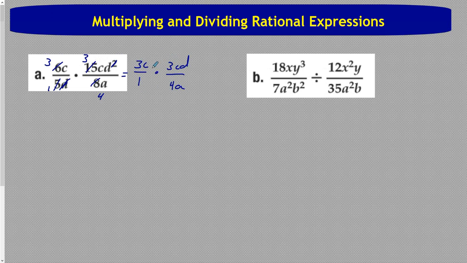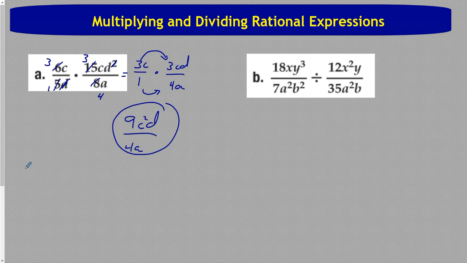So then I just multiply straight across. 3c times 3cd is going to be 3 times 3, or 9, c times c, or c squared, and then a d. And then in the bottom, 1 times 4a is 4a, and that is reduced.